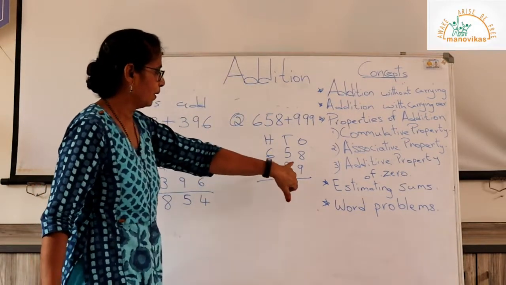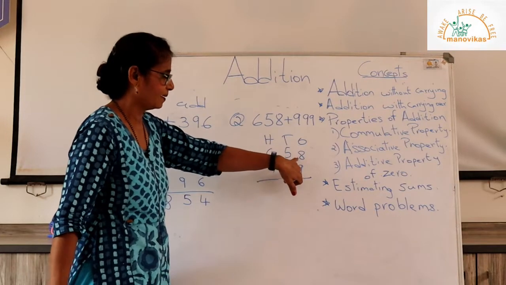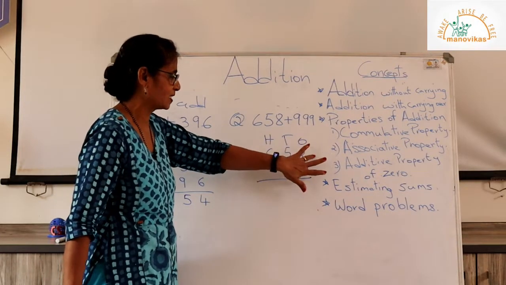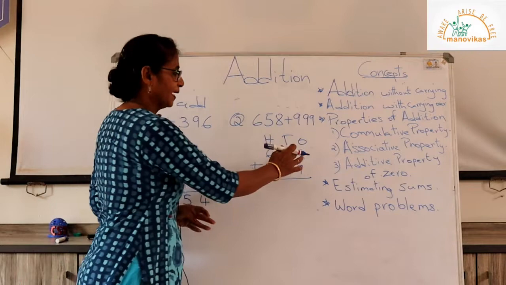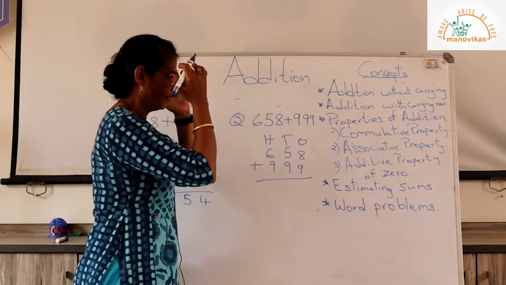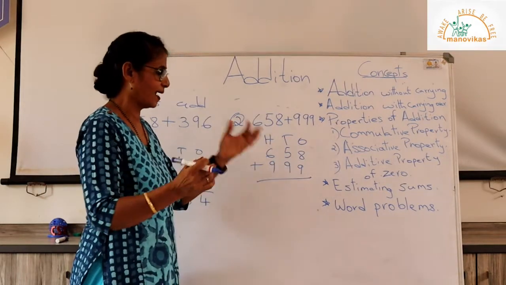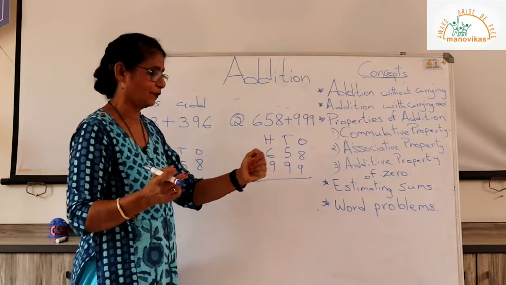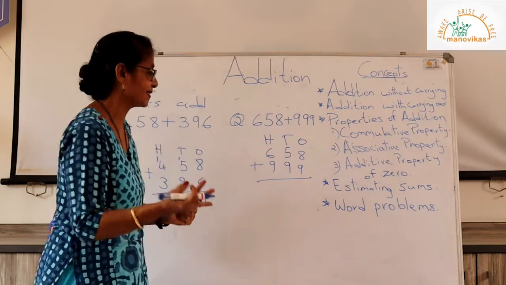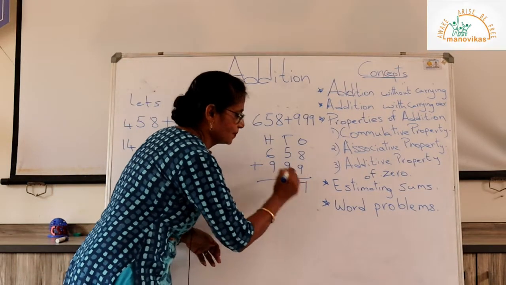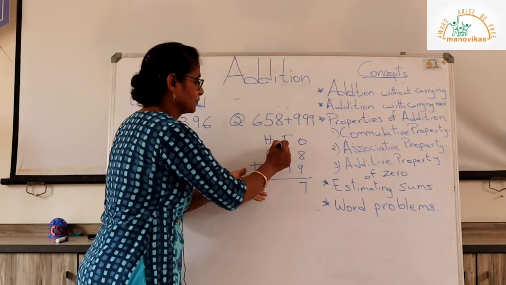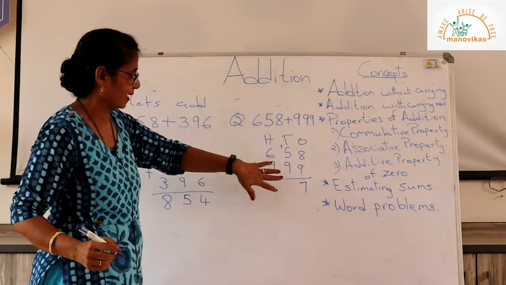Now we know that 9 is a bigger number than 8, and 8 is in ones place, 9 is also in ones place. 8 ones, 9 ones. 9 in your mind and 8 on your finger. 9, 10, 11, 12, 13, 14, 15, 16, 17. So 7 comes down and 1 we carry over to the tens place.